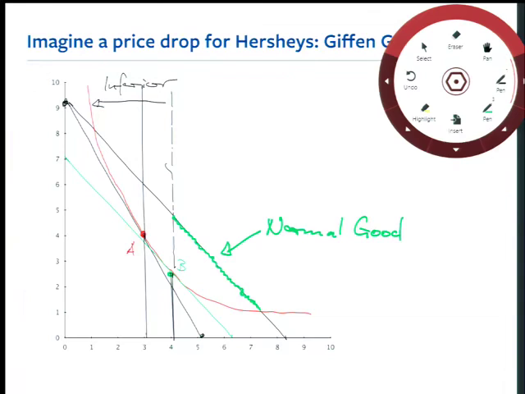What's a Giffen good, though? Does it just mean as income goes up, I consume fewer Hershey's? No. It says as price drops, I consume fewer Hershey's overall, right? So there's a price drop, and I'm consuming fewer Hershey's after the price drop than I did before the price drop. So am I just saying I'm going to the left of B, or am I saying something more extreme?